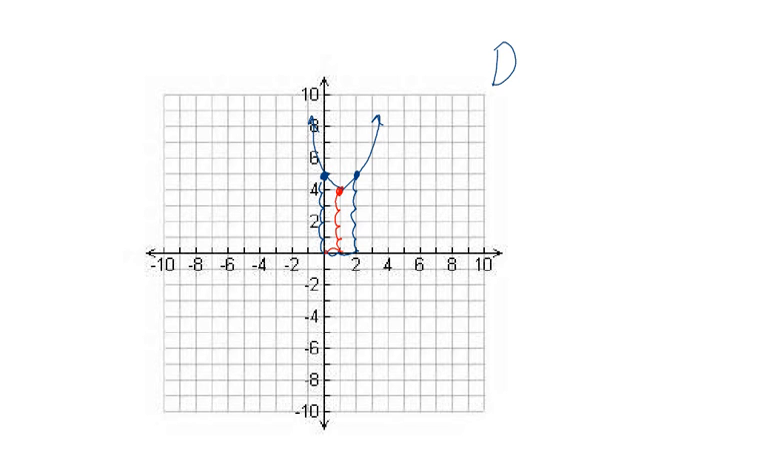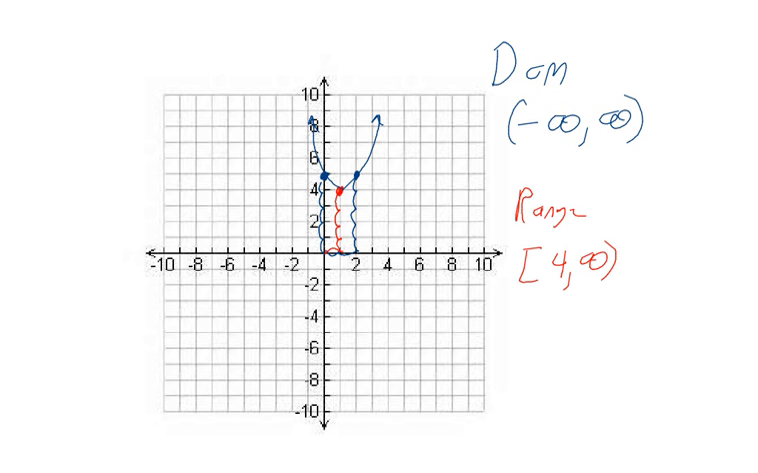Now remember, domain, always negative infinity to infinity. But this time the range will be from 4 to infinity. 4 because that's the lowest point, and infinity because it goes up. Okay.